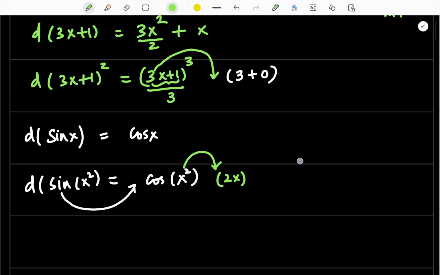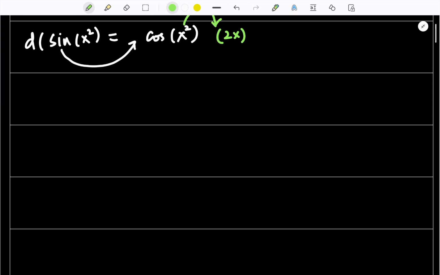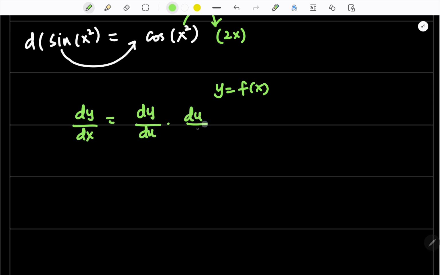Regarding this, I'm going to give you two rules. The first rule: suppose y is a function of x. Then dy by dx is equal to dy divided by du times du divided by dx. What is dy divided by du? Y is differentiated with respect to u. What is du divided by dx? U is differentiated with respect to x.